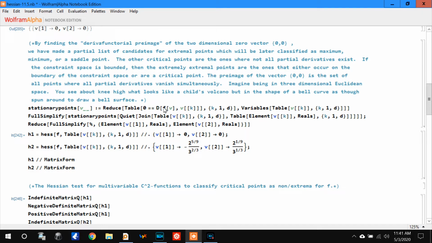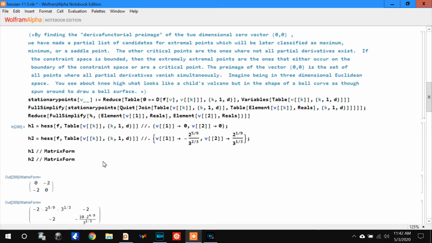The stationary points, the d here is for derivative, and this is a partial derivative, meaning it's in one direction only, because there's two directions, x and y directions. This is one where they simultaneously equal 0. And then this simplifies something, but I made that quiet, so I don't know what that means. And then reduce, what this is telling us is, well, let's see, let's evaluate that.